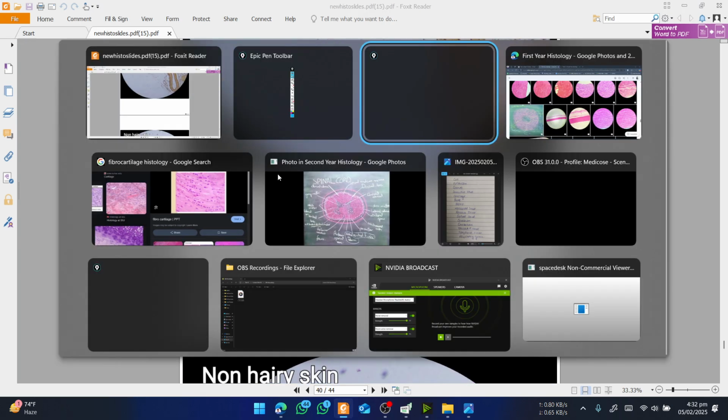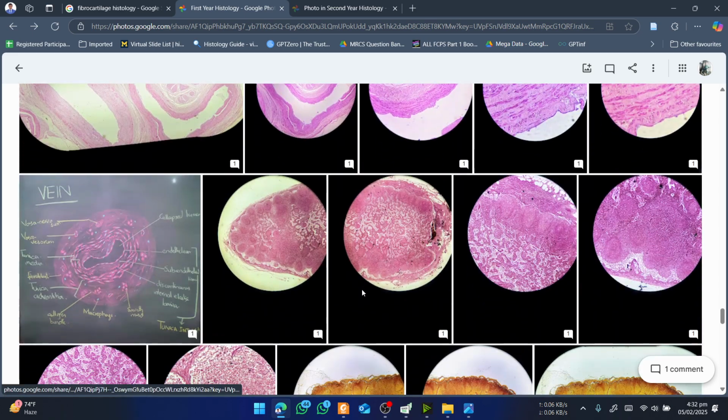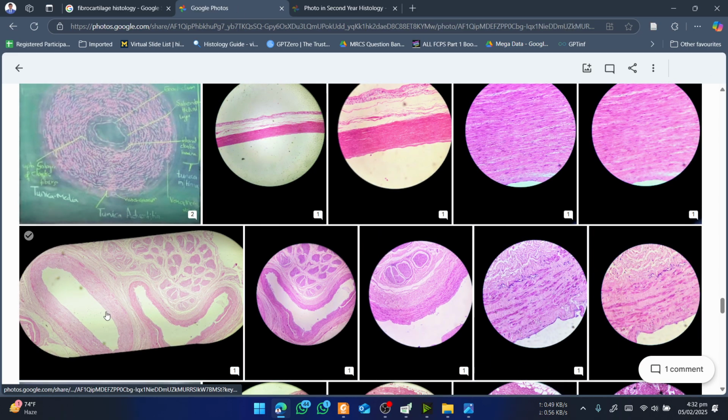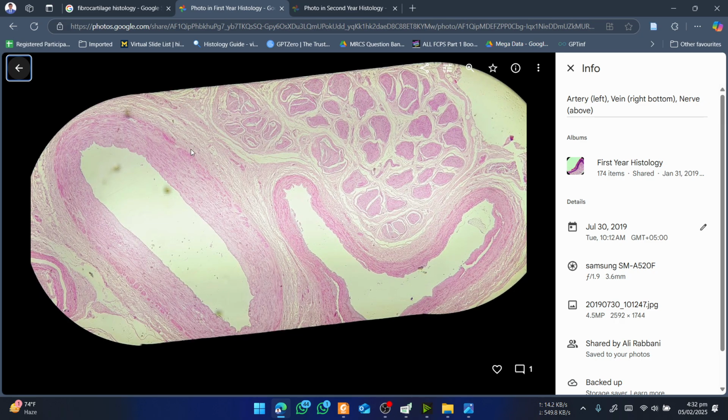So going back to these slides, you can compare the muscular artery with the muscular vein. You can see the difference between the media and adventitia. In the artery the tunica media is larger in size, and here in the vein the adventitia is a more prominent feature as compared to the media. Secondly, the lumen size. Thirdly, the relative thickness of the wall may give it out.